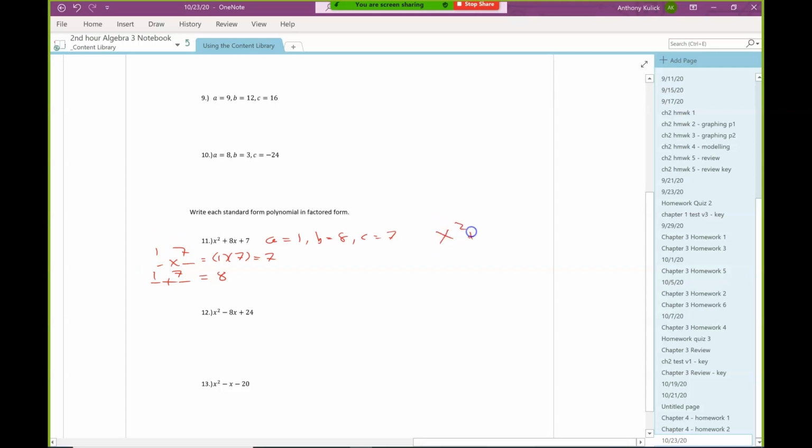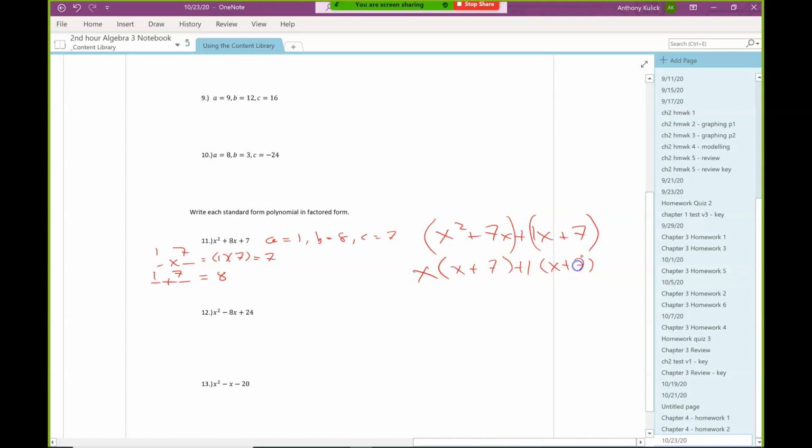So what I'm going to do is rewrite the 8x in the middle as 7x plus 1x. Okay with that? Then I'll make my two groups. I'm sorry, what? So when I factor this out, yep, you're using the shortcut that we haven't talked about yet.